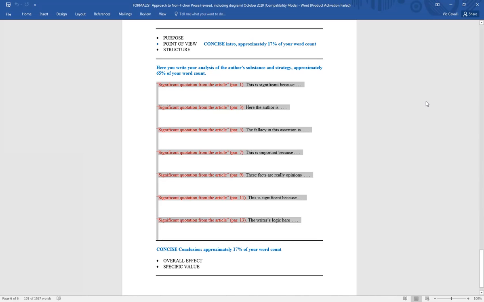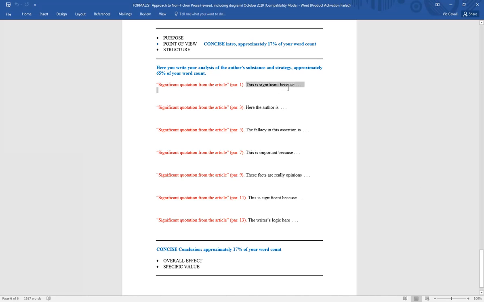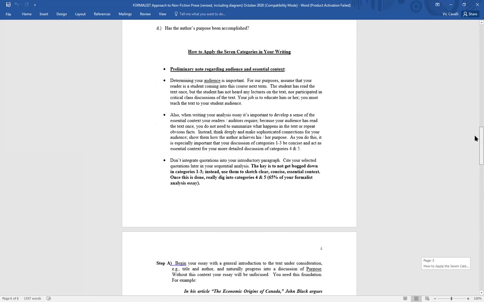Notice here, this is significant because. Here the author is. The fallacy in this assertion. This is important because. These facts are really opinions. This is significant because. The writer's logic here. All of these quotations are quotations you have selected because there's something interesting about them. You think they're important, they help the author's argument. Perhaps you think the logic is faulty. There's something positive or negative, something that you want to say about that quotation. It's not just a statement of facts. This is where you're going to do your critical thinking. So let's go back now and let's take a look at how we're going to approach this.